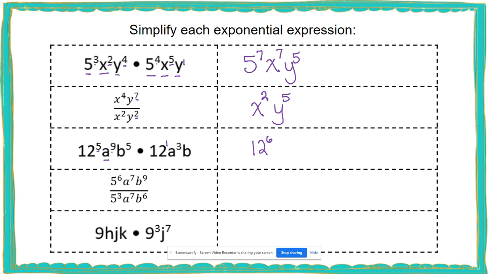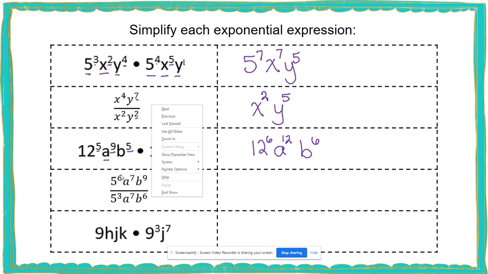Then for a, I'm going to look at my exponent of 9 and my exponent of 3, and I'm going to do 9 plus 3, which gives me a to the 12th power. And finally, I'm going to look at b, which has an exponent of 5, and this b has an invisible exponent of 1. So I'll do 5 plus 1, which gives me b to the sixth power.